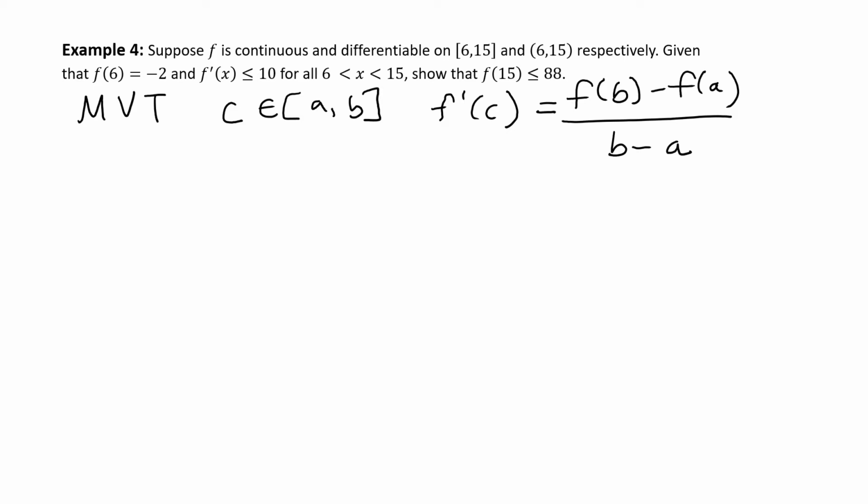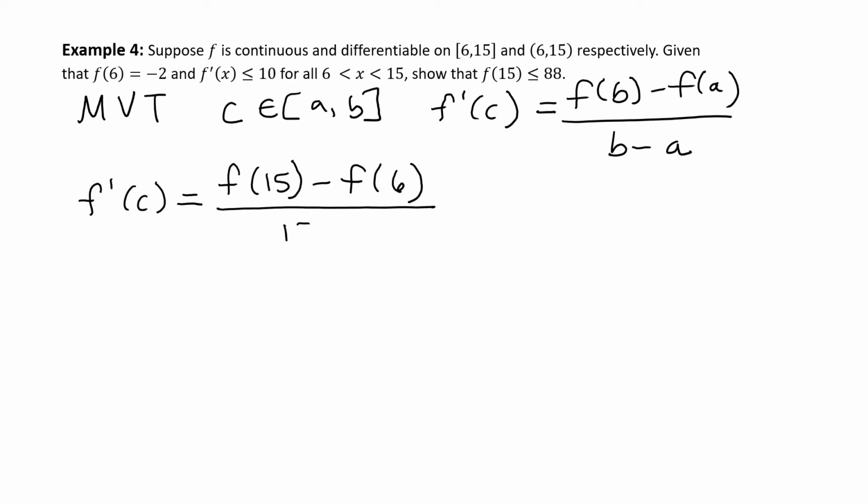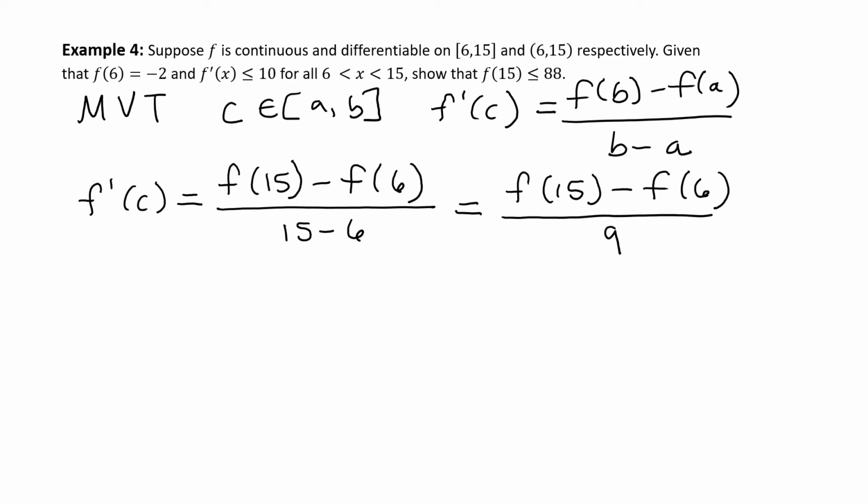Okay, I'll start with f prime of c is going to equal f evaluated at 15 minus f evaluated at 6 divided by 15 minus 6. I'm going to go ahead and simplify this just a little bit and write it as f of 15 minus f of 6 divided by 9. Now, let's solve for the f of 15 minus f of 6.